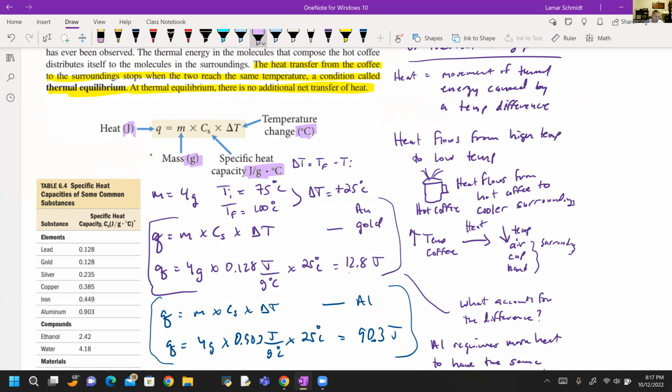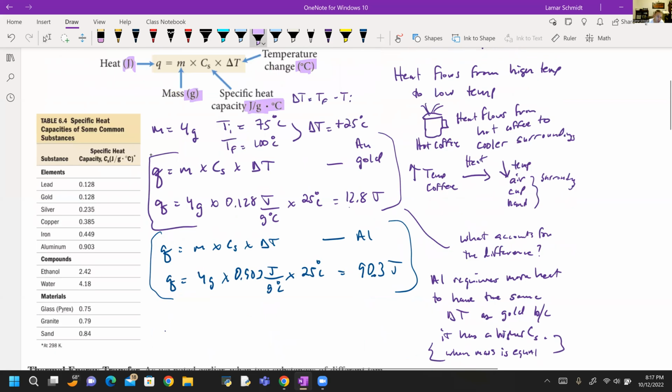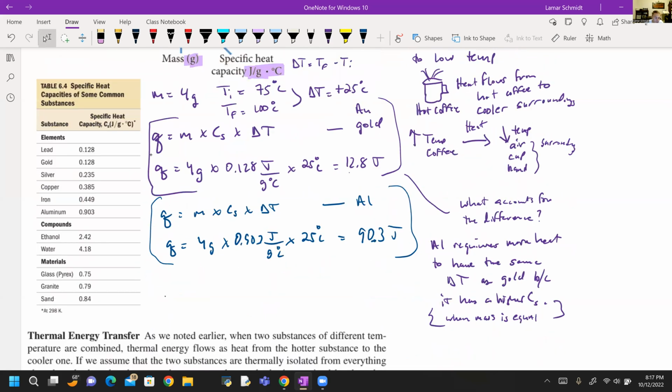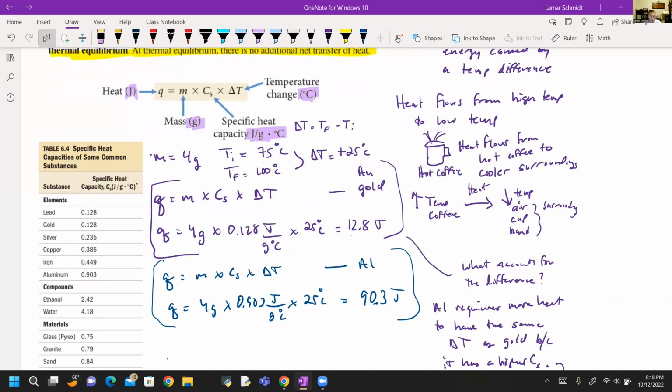All right, so what I have listed here are some common heat capacities of some substances, going from lead all the way to sand. Then in my notes I did a couple of sample calculations. In my calculations, I kept mass, m, at 4 grams and my delta T at 25 degrees Celsius. If you notice, my final temperature is 100 degrees, my initial temperature is 75 degrees, so my delta T is 25. We get delta T from final minus initial.